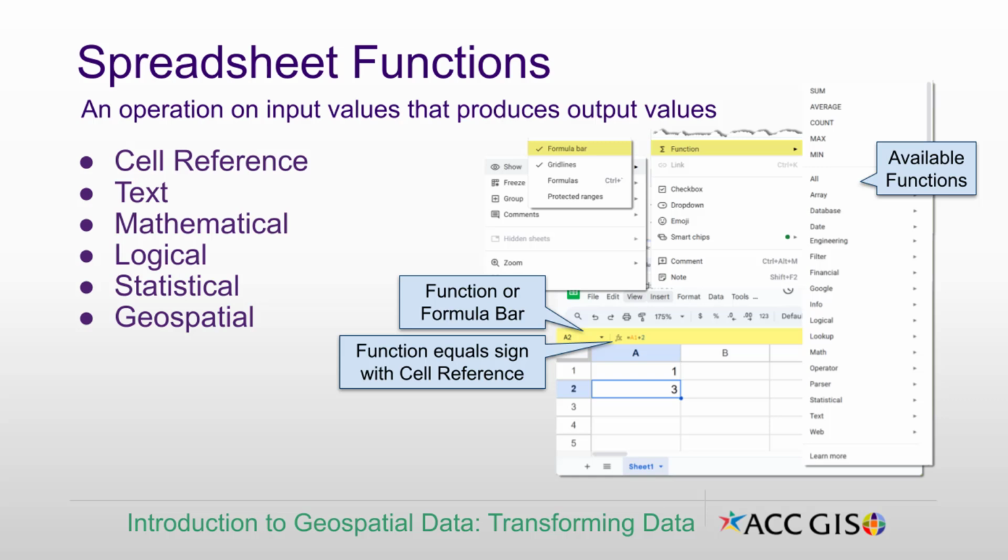There are hundreds of functions available to you in a spreadsheet. If you click in Google Sheets, for example, and go to Insert and Function, you can see them all arranged there, including some basic statistical functions and then all these different categories of functions. We're going to focus on cell reference, text, mathematical, logical, statistical, and geospatial functions.